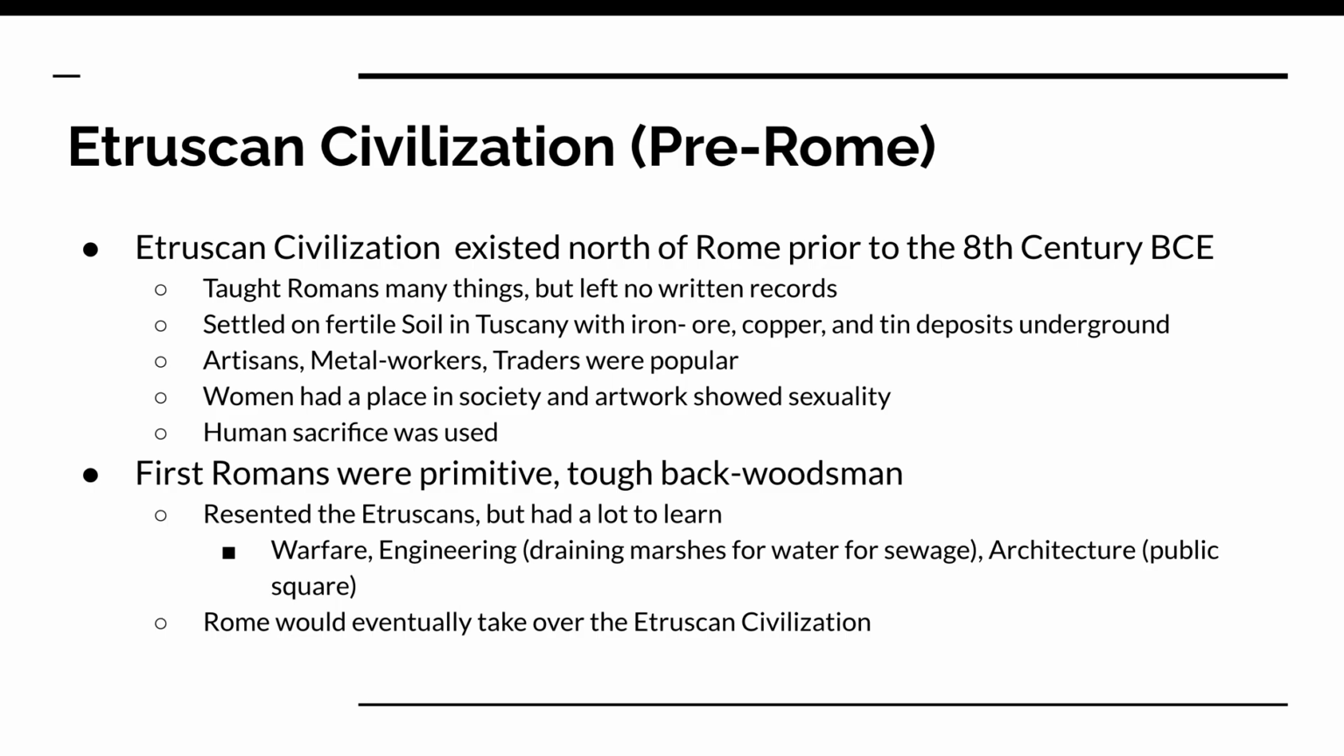And the Romans, who eventually become the Romans, were this kind of woodsman-y people who were kind of hunter-gatherers who didn't really get along with the Etruscans. But the Etruscans were very technologically advanced. They had great architecture. They had trading squares. They used water for sewage and for draining, and again for agriculture.